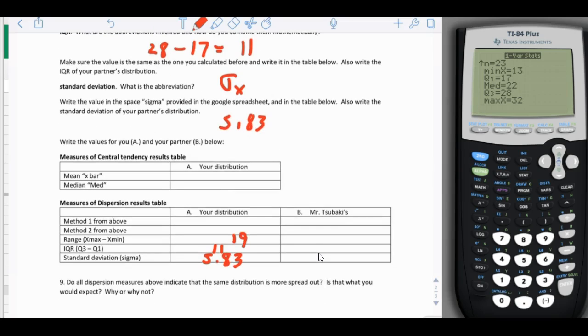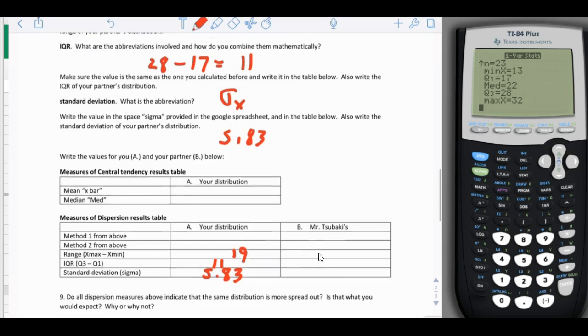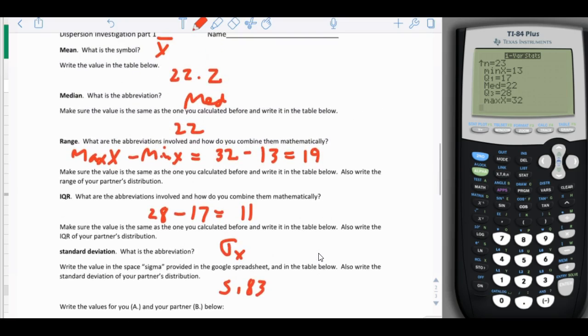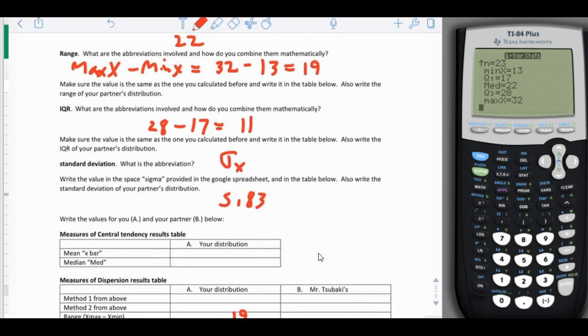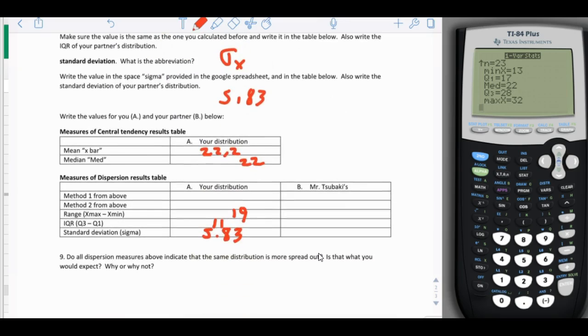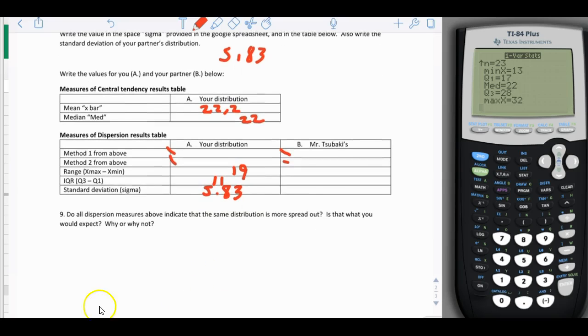And then I have my method 1 and method 2 comparisons from above, which I'm going to copy in here, and the mean is 22.2, and the median is 22. So 22.2 and 22. And then I'm going to fill in the method 1 and method 2 dispersion measures here, here, here, and here. Okay? And then I'm going to answer question 9. So hold on, I'm going to fill all this out, and then I'll be back.